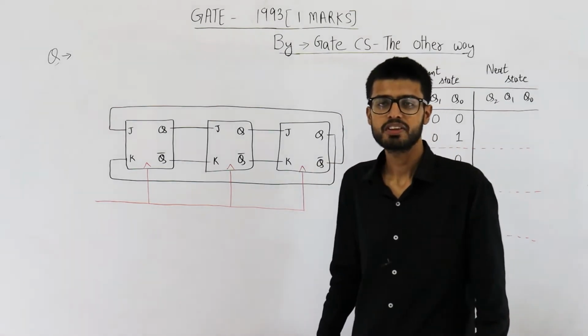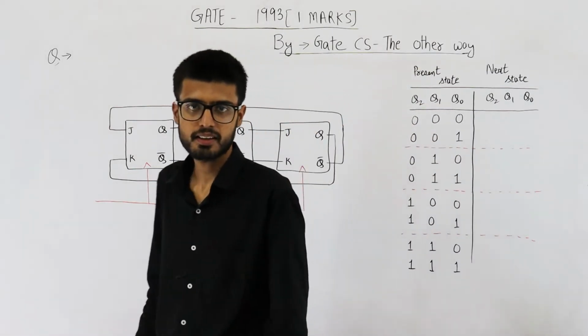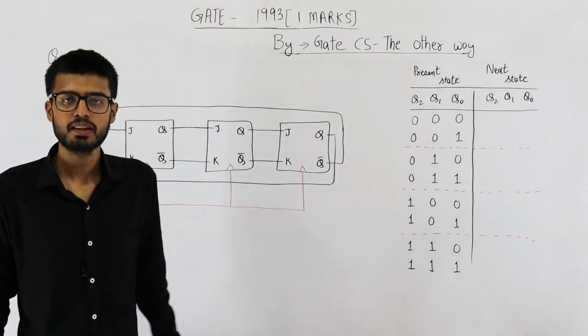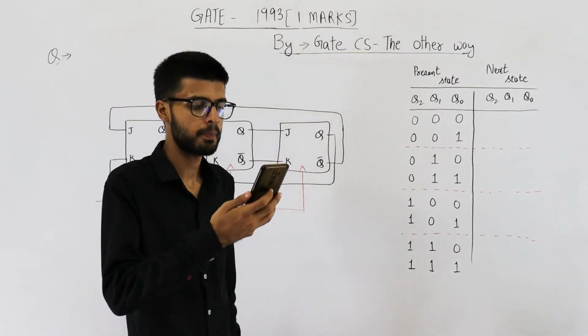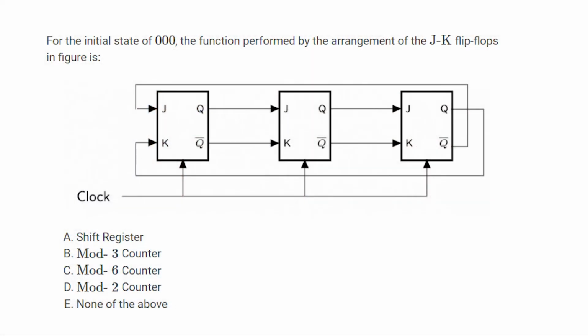Hello people, the question is from GATE 1993 exam. It's a 1 mark. First of all, let's have a look at the statement. It says, for the initial state of 0, 0, 0, the function performed by arrangement of JK flip-flops in the figure is. Then you have 5 options. They are option A shift register, option B mod 3 counter, option C mod 6 counter, option D mod 2 counter, and none of the above.